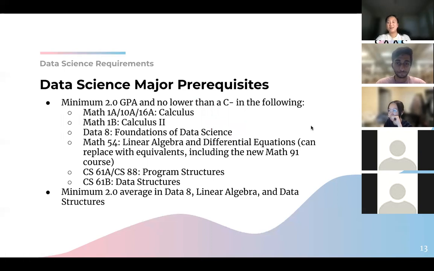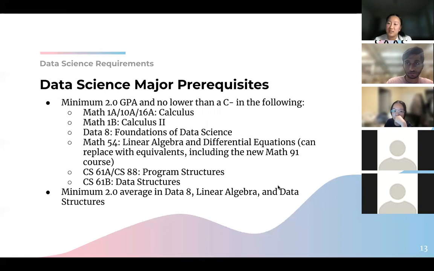All right, cool. So moving on to the data science major prerequisites and requirements in general. For the prereqs, or mainly lower divs, it's a minimum 2.0 GPA and no lower than a C- in basically the following classes, which include Math 1A or equivalent, and Math 1B. Note that you can take like 10A or 16A, but they pretty much force you to take 1B for calc. Data 8, Math 54, which is linear algebra and differential equations.